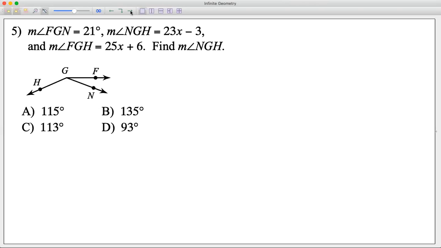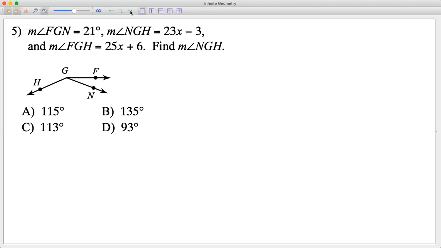Okay? Bailey, read the next one. What's the next angle? We just did the first angle. What's the second angle up there? So I take my pencil and I go N, just so I can say, okay, I'm dealing with this one right here. And we're told that it's 23x minus 3. The last angle S is? Watch, FGH is the whole darn thing.